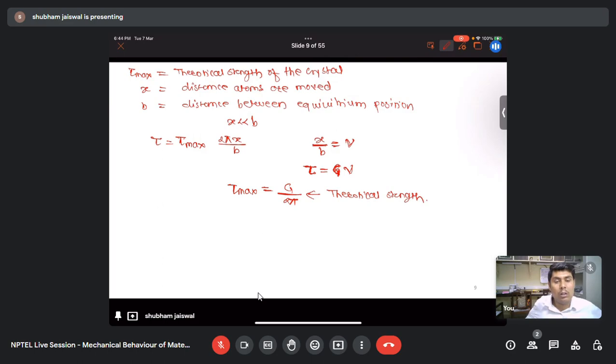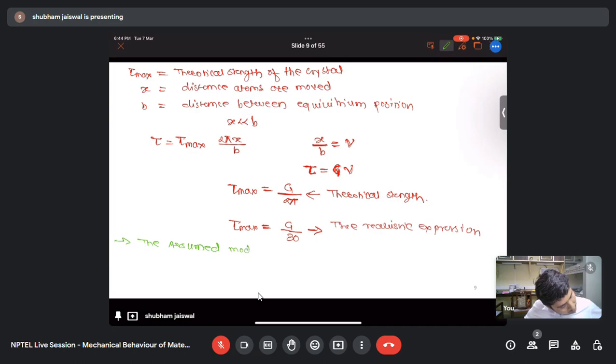And then some people did the experiment and derived the true realistic expression, and that is tau max equal to G upon 30. So this is a true realistic expression. So the assumed model of deformation was incorrect, meaning it was not giving the correct strength values.